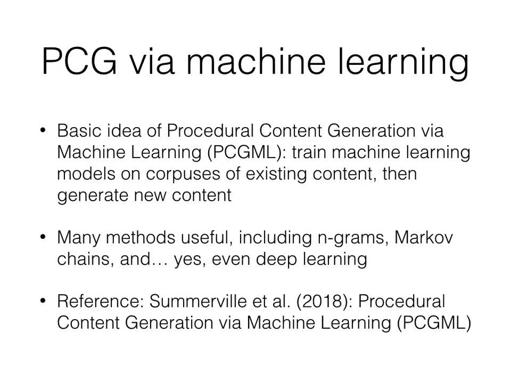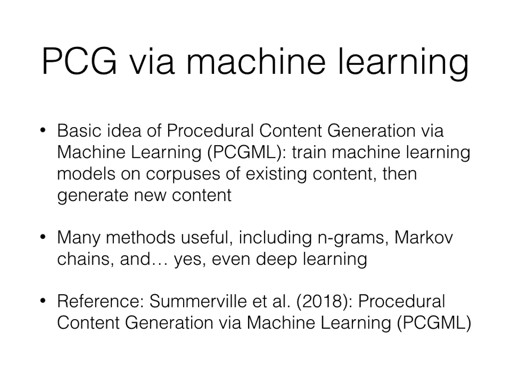What we call procedural content generation via machine learning is exactly this. The basic idea is that you train machine learning models on corpuses of existing content, and then you use this to generate new content. There are a number of different methods for this. I'm going to give you a couple of examples, including n-grams, Markov chains, and various deep learning approaches.